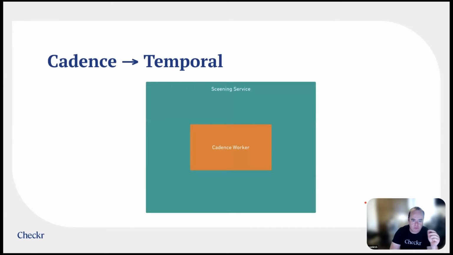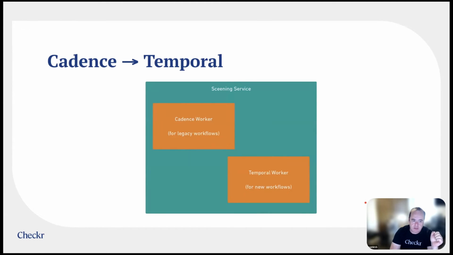The way we did it, in each screening service, we had only a Cadence worker. What we did, we actually now start both Temporal and Cadence workers in each screening, in a way that old workflows can still run with the same code, or even new code, as I'll show, and the Temporal worker can take all new workflows. So the same exact code is running both for Cadence and Temporal. How do we do that?